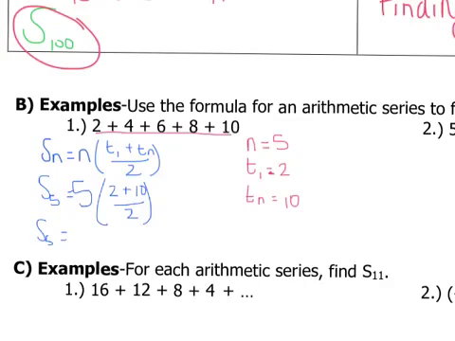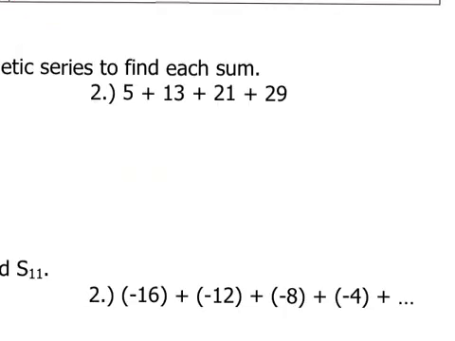Two plus 10 is 12, divided by 2 is 6, times 5 is 30. Look at the next example. Same type of thing. Let's start. Yes, I know you can add those up, but we want to see how the formula works, how the different parts work before we get into some more complicated problems, which you're going to have.